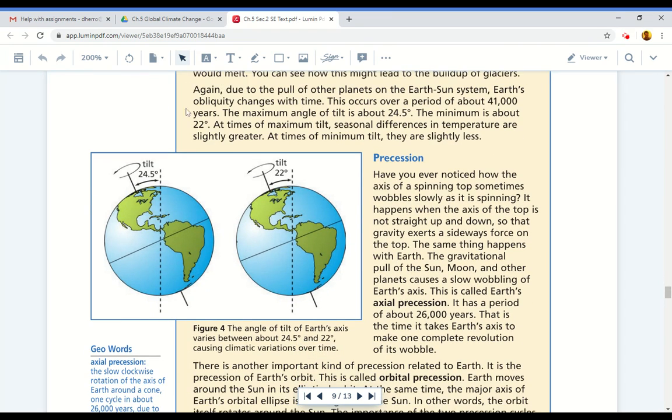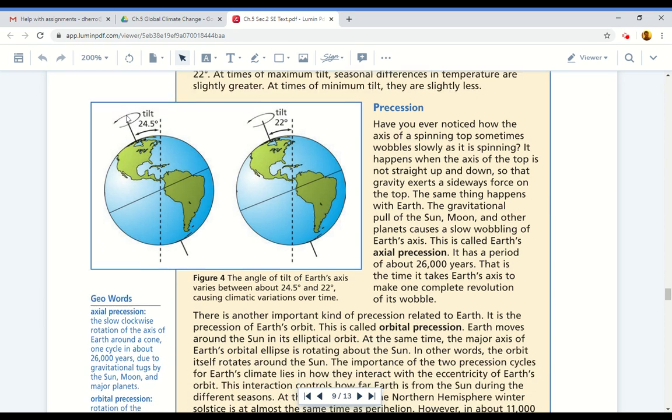Again, due to the pull of other planets on the Earth-Sun system, Earth's obliquity changes with time. This occurs over a period of about 41,000 years. The maximum angle of tilt is about 24.5 degrees. The minimum is about 22 degrees. At times of maximum tilt, seasonal differences in temperature are slightly greater. At times of minimal tilt, they are slightly less.